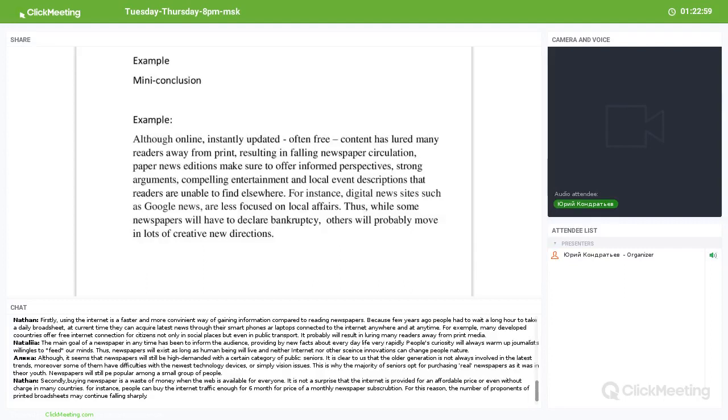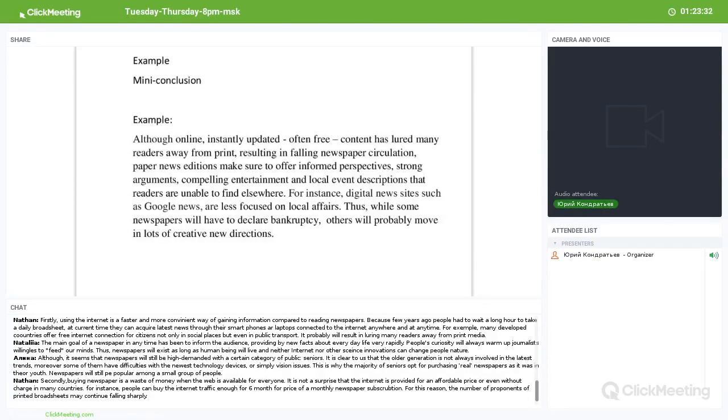Okay, so Alina has written, although it seems that newspapers will still be in high demand with a certain category of the public, seniors, it is clear to us that the older generation is not always involved in the latest trends. Moreover, some of them, it should be a new sentence. Moreover, some of them have difficulties with the newest technology devices or simply vision issues. This is why the majority of seniors opt for purchasing real newspapers as it was in. Okay, let me scroll down just a second.